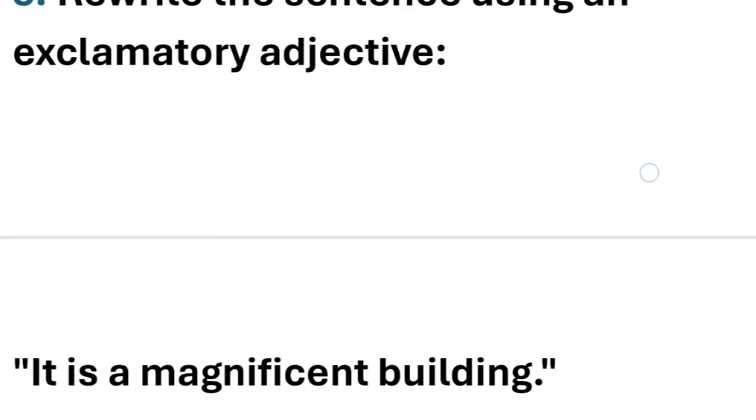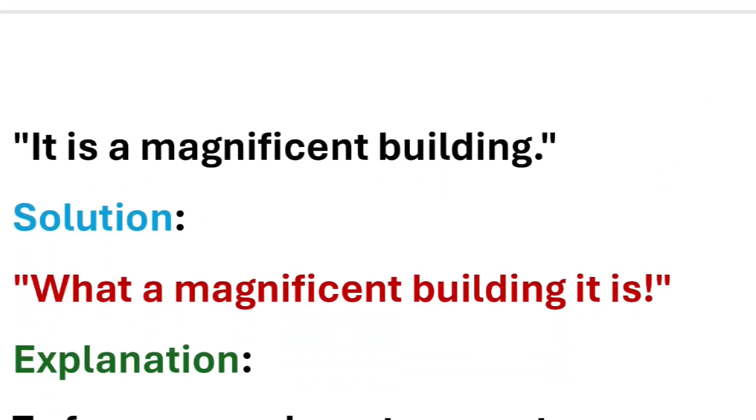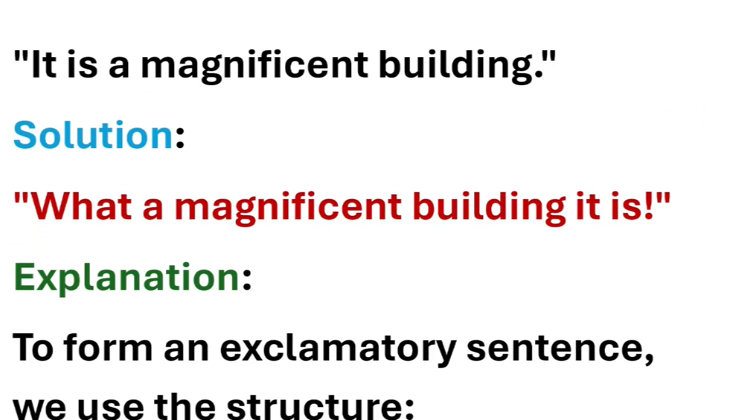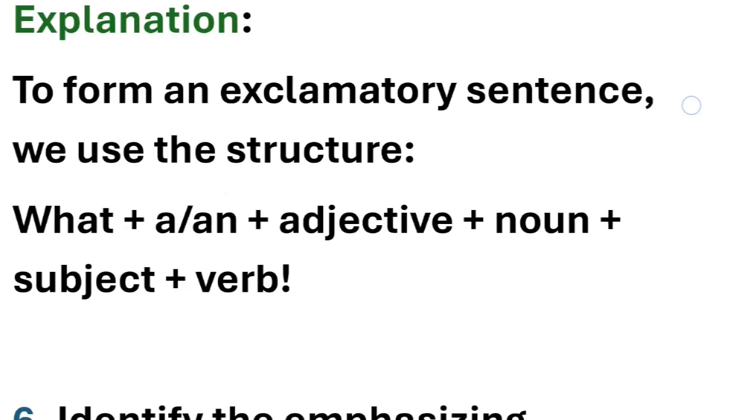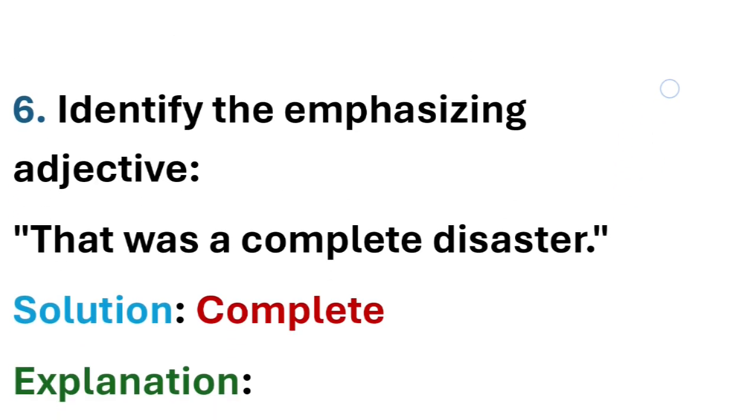Rewrite the sentence using an exclamatory adjective. It is a magnificent building. And solution will be what a magnificent building it is. So we are using what over here as exclamatory adjective. To form an exclamatory sentence, we use a structure: what, then a or an, then adjective, noun, subject, followed by verb in the end. This is how we make exclamatory sentences. So with this word what, we started the sentence.